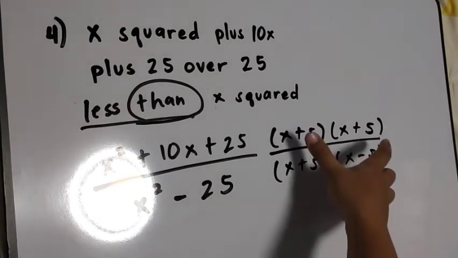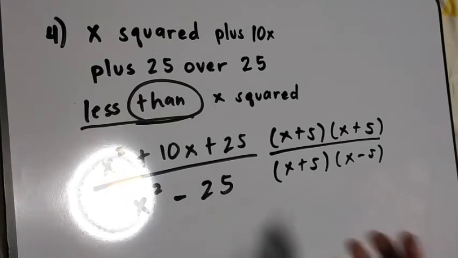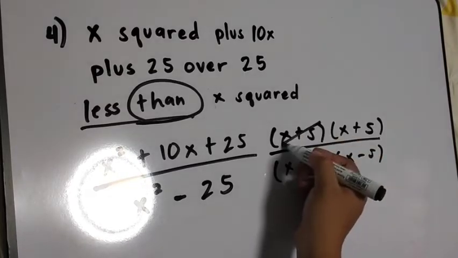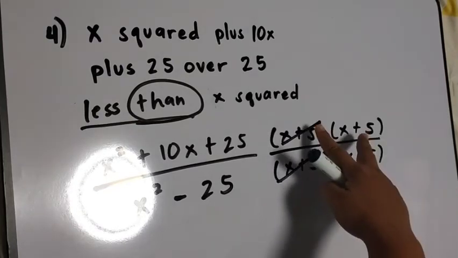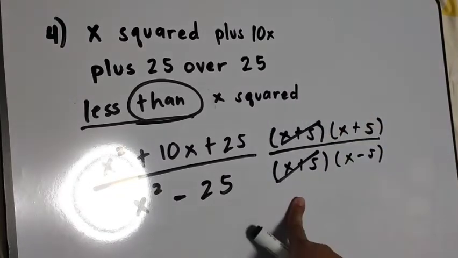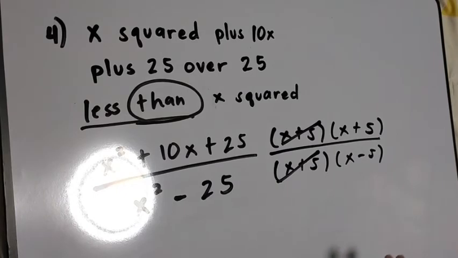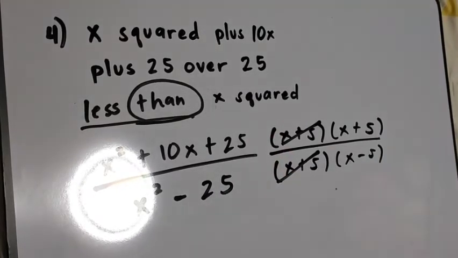But, we have here 2 x plus 5 and 1 x plus 5 in the denominator. Now, if you're going to cancel out, kailangan by pair. Okay? So, isang x plus 5 sa numerator, isang x plus 5 sa denominator. Bawal yung dalawa sa numerator, tas isa lang yung makakancel sa denominator. Hindi pwede yun. So, kung dalawa, dapat dalawa din dito. So, isa lang. Now, ang natira si x plus 5 and x minus 5.